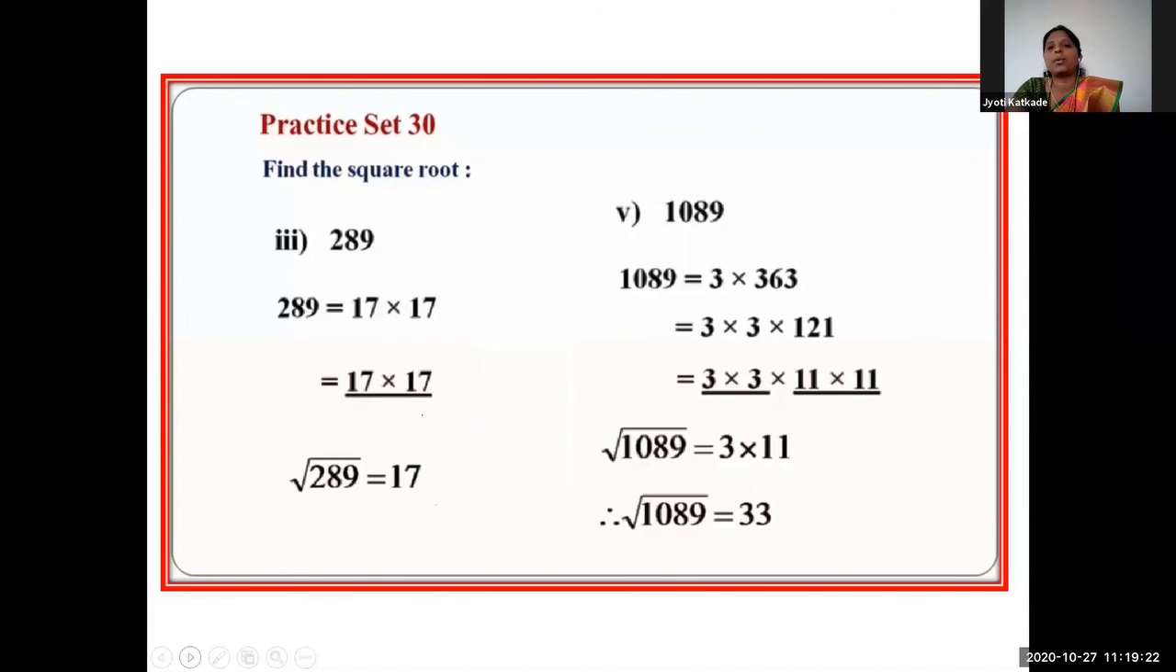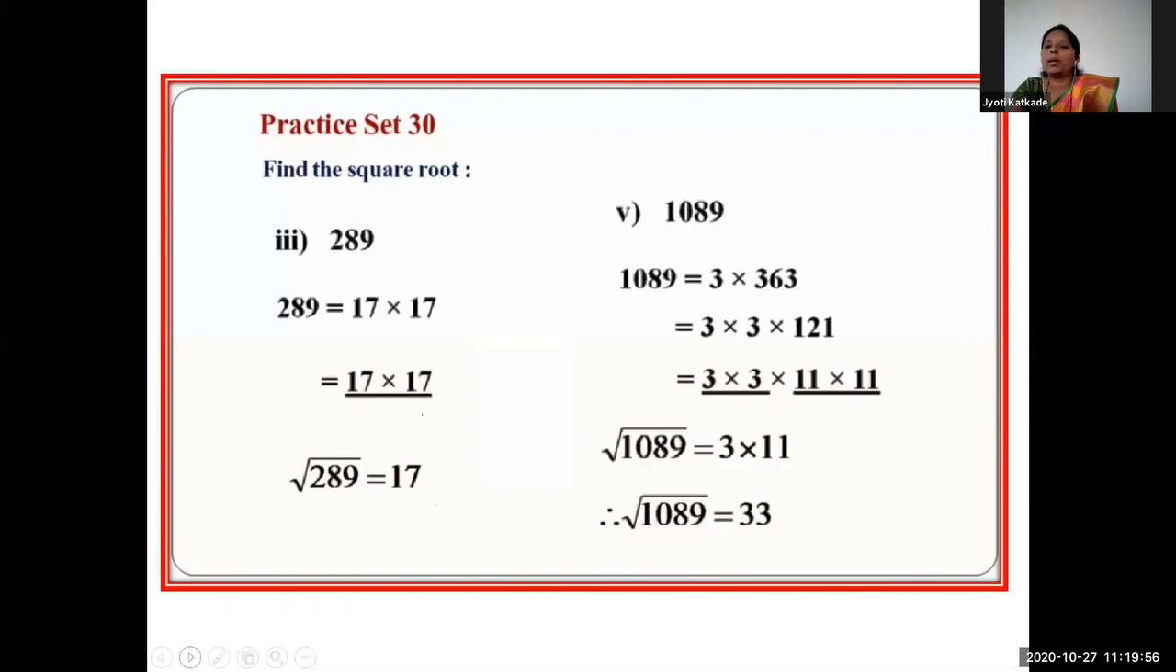And the last example is 1089. Find out the lowest prime factor, that is 3. Divide 1089 by 3, we get 363. Again divide by 3, we get 121. Now 121 is not divisible by 3, but you know it is divisible by 11, since it is a square of 11. Then we get 3 into 3 into 11 into 11.